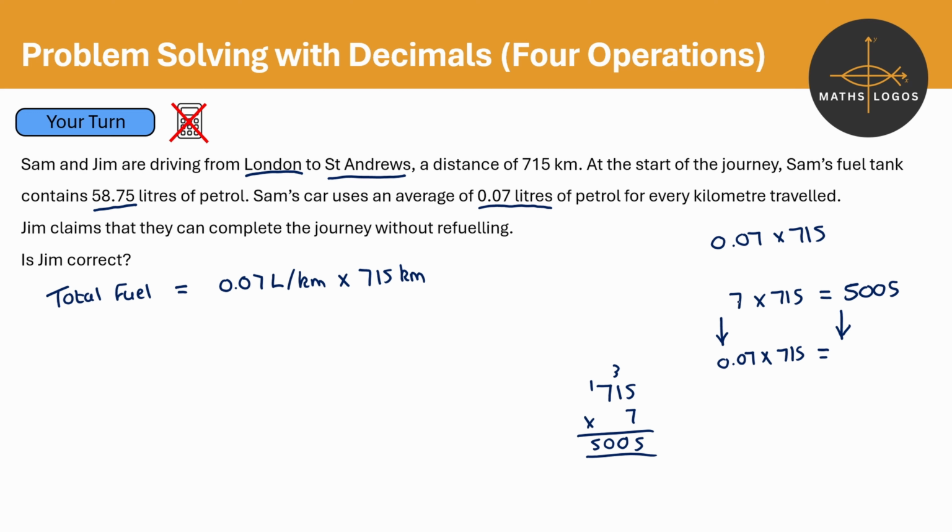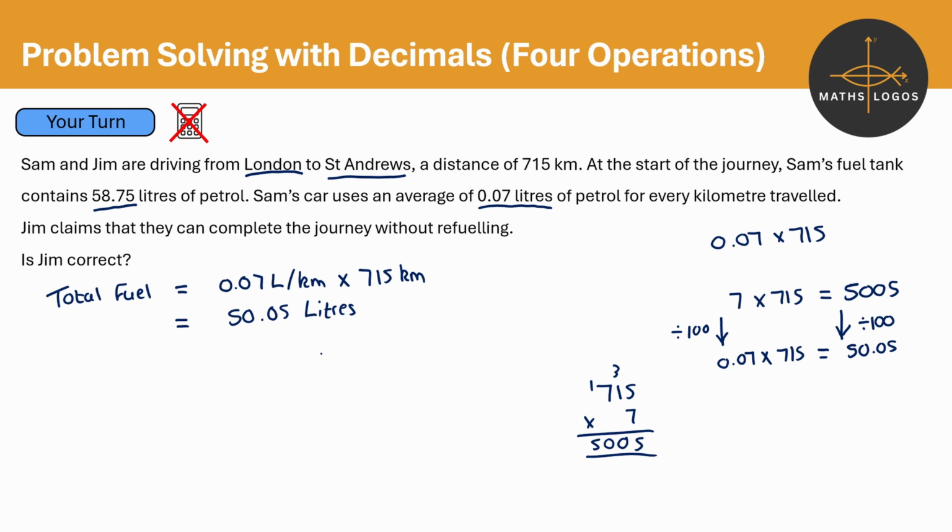But I want to work out 0.07 times 715. And what I want to do is see how did I go from 7 to 0.07? Well, the answer is I divided by 100, which means my answer to this calculation that I'm interested in is going to be 100 times smaller than the answer we just worked out. That gives us an answer of 50.05. And come back over to here. Now I know the answer. The total fuel used was equal to 50.05 litres.